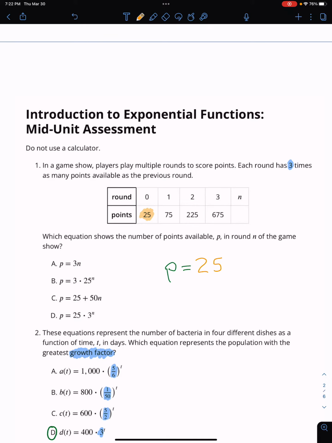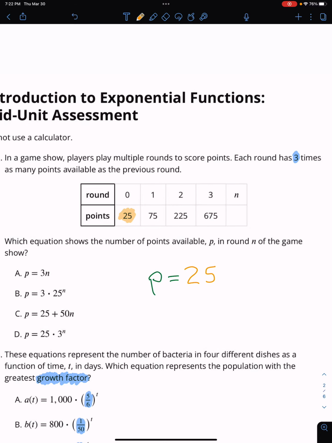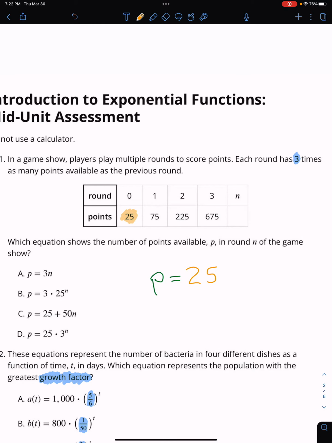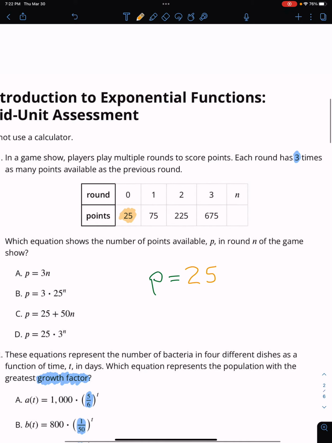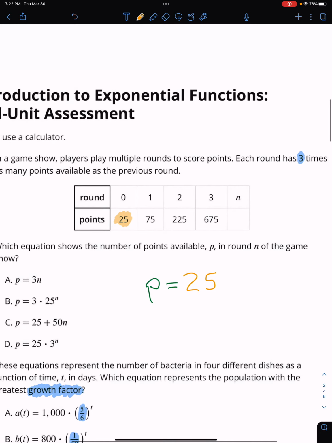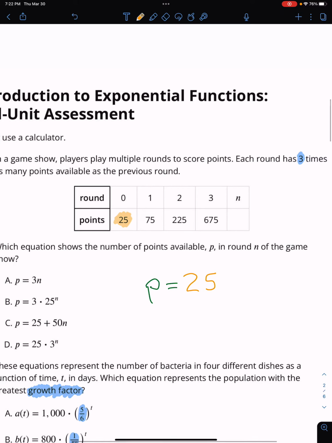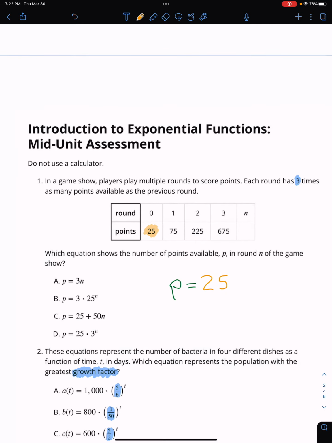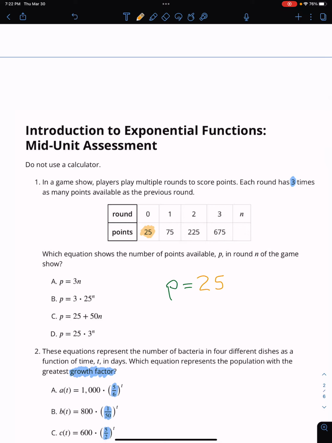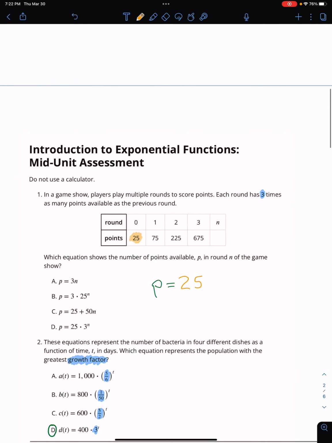Now we need to know our rate of change. So you could look at your table and say, hey, you know what? 75 is 3 times 25. It's definitely not as obvious, but it's still true that 225 is 3 times 75. But look, they told us right up here in the directions. They said each round has 3 times as many points. So we're tripling the points. Every round that goes by, we're going to triple the points. But there's our rate of change.